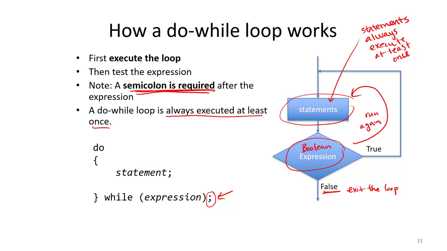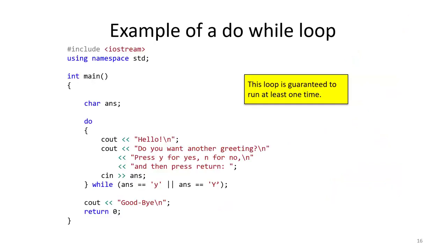And notice the syntax. We have the word do, we put our statements inside braces, and then while, then we put the Boolean expression inside those parentheses. Let's look at a quick example. As we mentioned, this loop will be guaranteed to run at least one time. So here we declare some character that will hold an answer from a user.